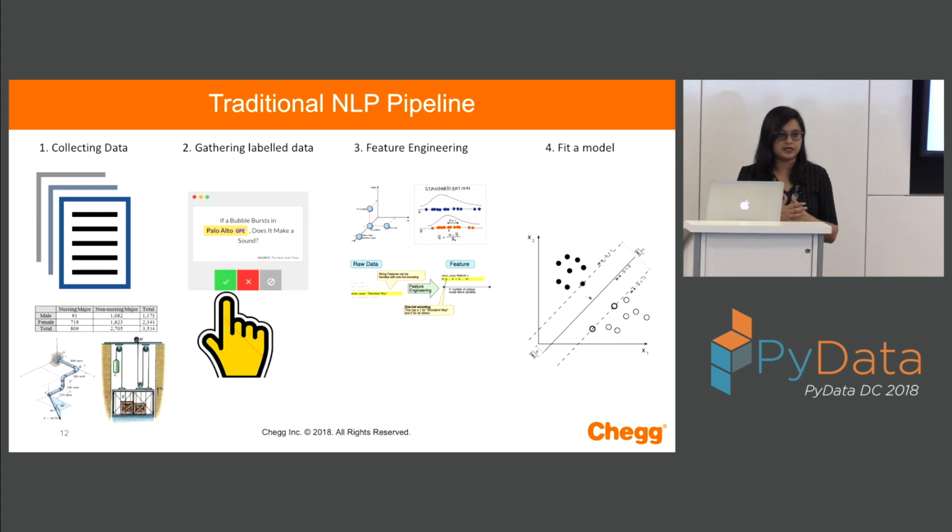Feature engineering could be as simple as doing TF-IDF or bag of words, just counting words. But it could also be very complex domain-specific things where you look at certain occurrences of part of speech, for instance. Is there a noun followed by a verb? That kind of work. And then finally, you fit a model. It could be a logistic regression or an SVM or something more advanced.